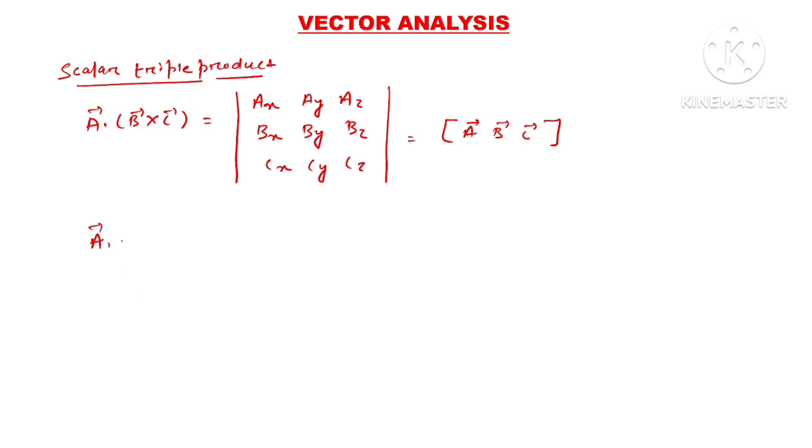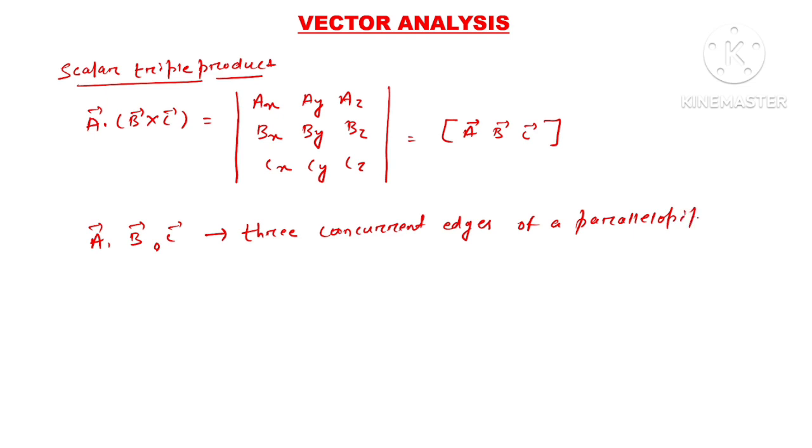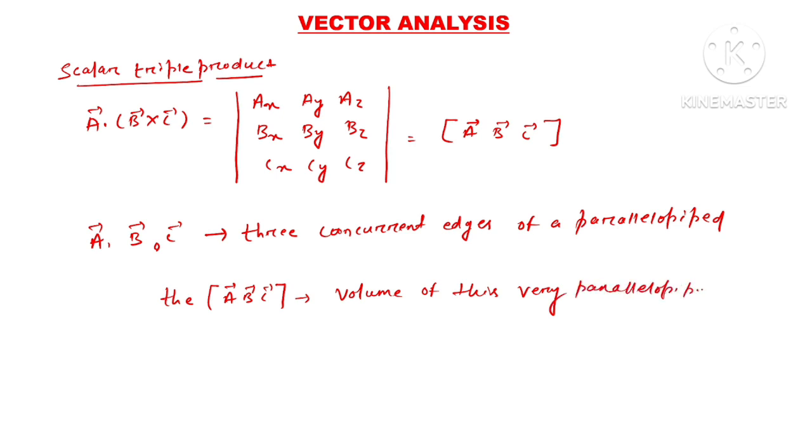If A, B, C are three concurrent edges of a parallelepiped, then this A, B, C is the volume of this very parallelepiped, right? So these are all the things.